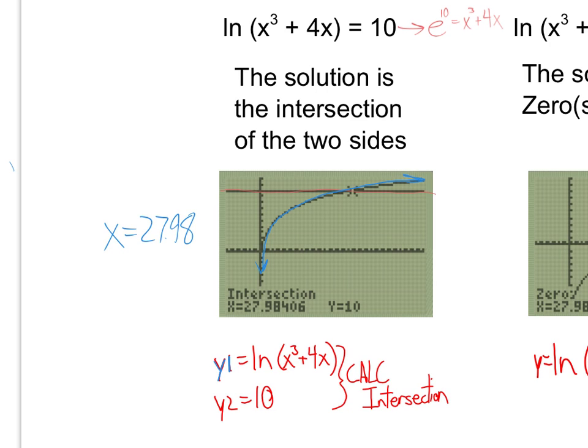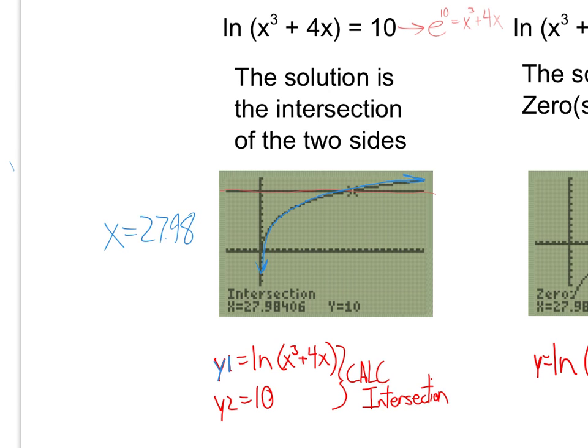Second trace for calculate, and then one of the options there is intersection. It'll ask for first curve, you just hit enter. Second curve, hit enter. And then scroll over, it asks for a guess. So scroll over close to where the intersection is, hit enter again, and it'll give you your solution. It's not e to the 10, it's just 10. Alright, does that make sense?